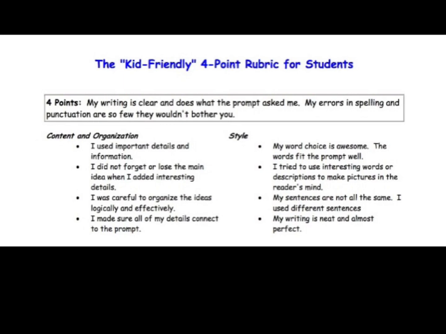Your errors in spelling and punctuation are so few, they're not going to bother anyone. You used important details and information. You didn't forget or lose the main idea of what was interesting, and you had details that were interesting. It was organized and logical. And then I want you to look at the last line. It says, "My writing is neat and almost perfect." No sloppy writing. Anything that's sloppy, we're taking a point off.